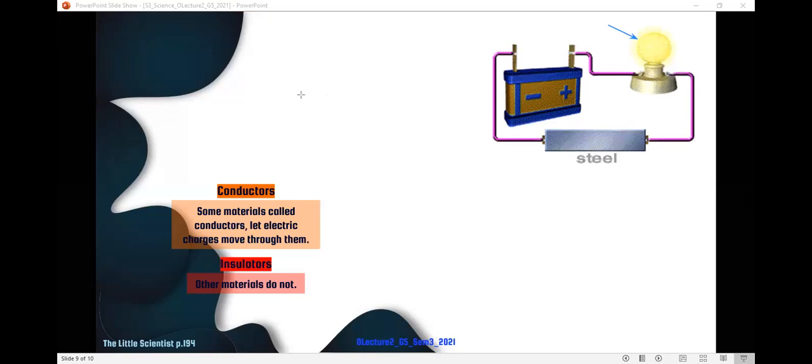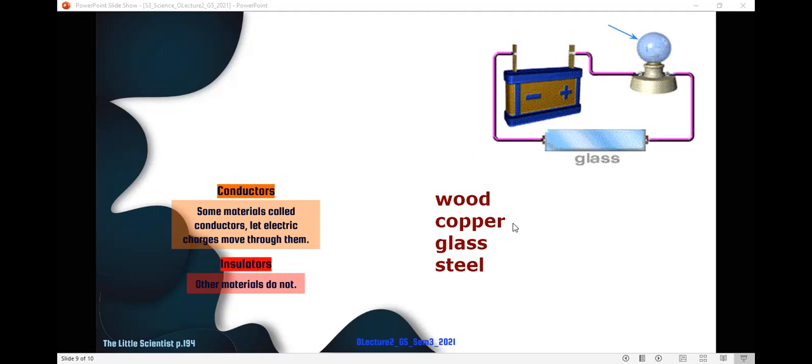طلعوا in the case. عندي 4 cases: wood, copper, glass, and steel, with a battery. يلا هلا tell me is a light bulb on ولا off in each of the cases؟ بالcopper on. بالglass off. بالsteel on. بالwood off. Okay, when we put the wood the light bulb is off يعني the circuit is open.